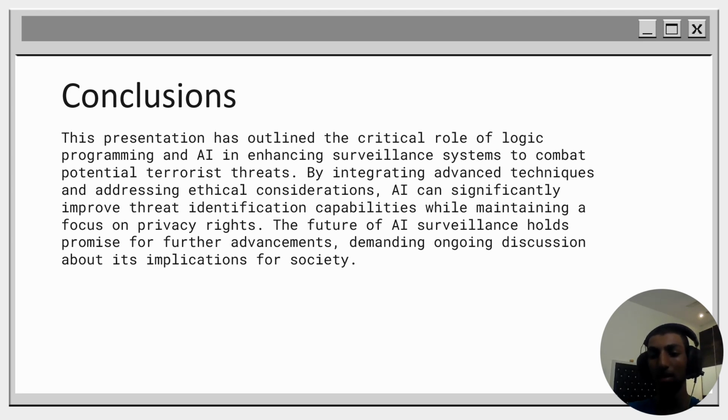Conclusion. This presentation outlined logical programming as the foundation of AI surveillance systems. AI enhances the ability to detect, predict, and prevent potential threats. While it provides efficiency and security, ethical considerations and privacy protections are critical. The future holds more intelligent, predictive, and privacy-conscious surveillance systems. Thank you for your attention.